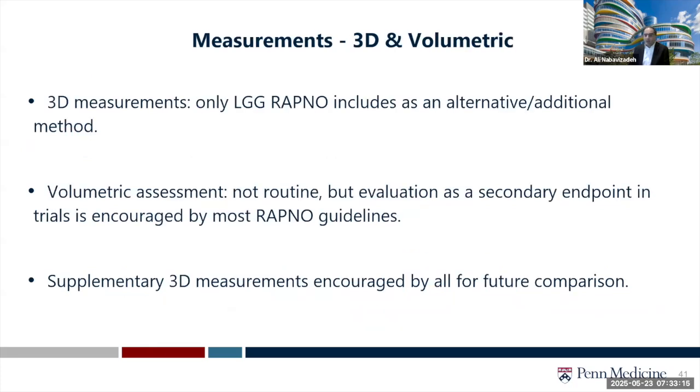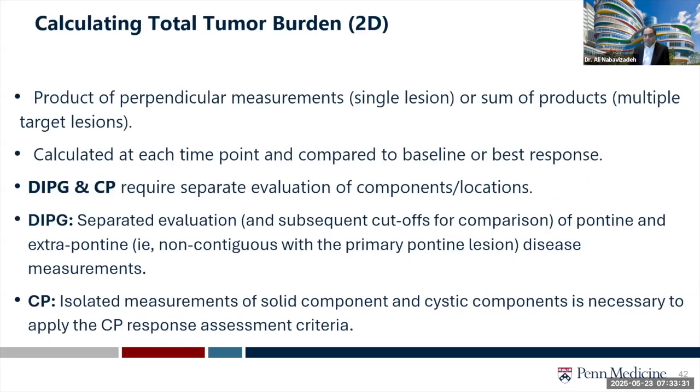3D and volumetric measurement is not standard in RAPNO. However, it is recommended if feasible, and at least a supplementary 3D measurement is encouraged per RAPNO guidelines. So how do we calculate total tumor burden? We add up the sum of the products of the perpendicular measurements, if there are multiple lesions or just one single lesion. And there are two key considerations here for DIPG and craniopharyngioma about the cystic component.